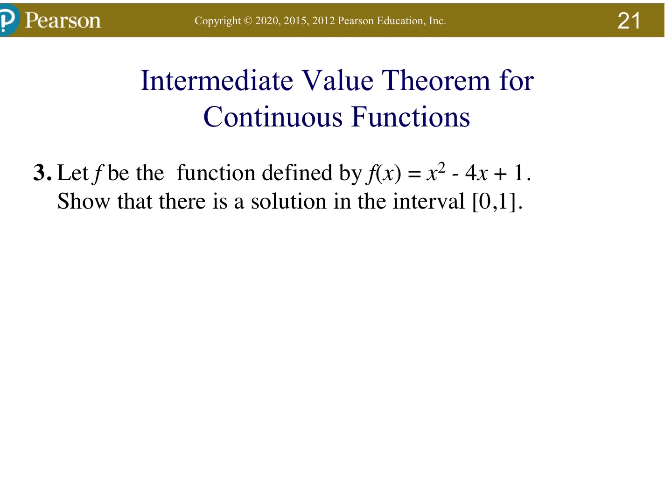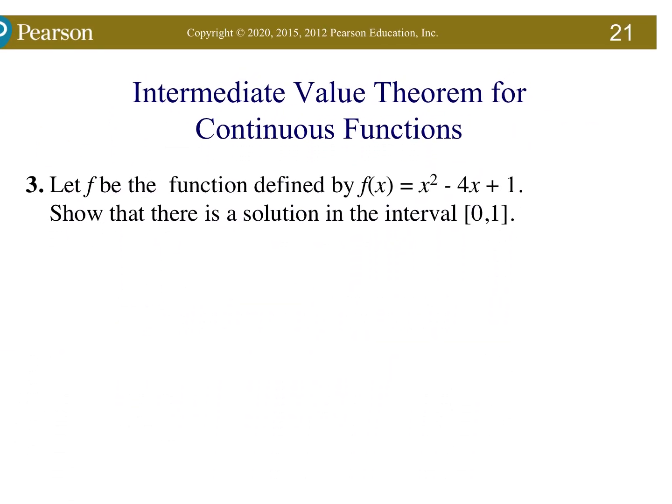You're looking for the keywords. Let f be the function. Good. I've stated that's a function described by the equation x squared minus 4x plus 1. Show that there might be a solution in the interval 0 to 1. A couple things we have to understand here. What do we explicitly need to investigate first? Continuity. What kind of equation are we dealing with? What do you know about parabolas? They're continuous.